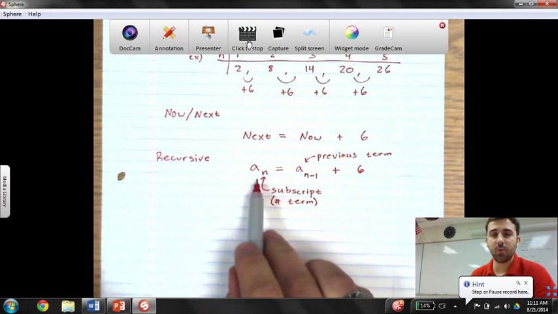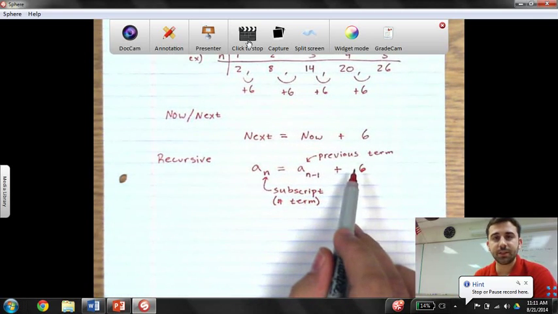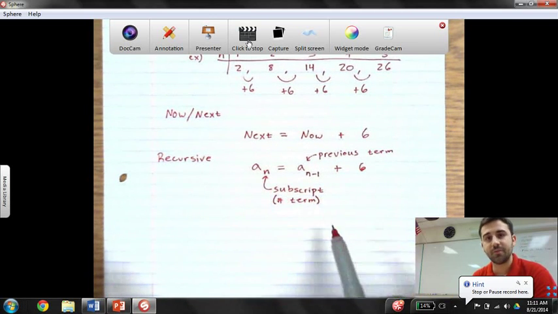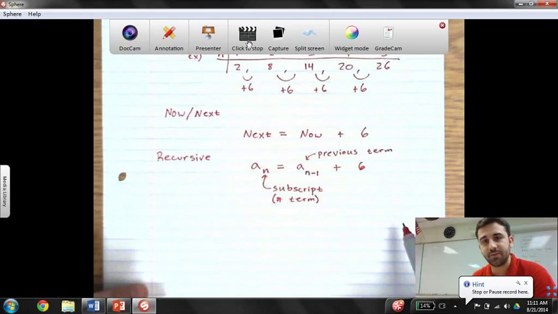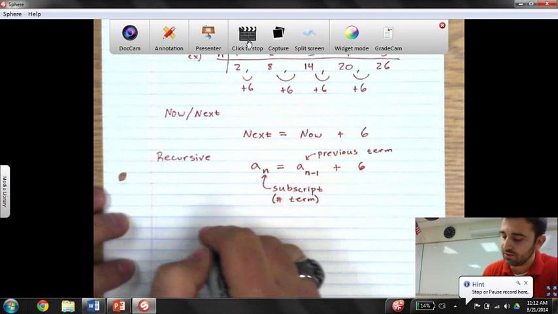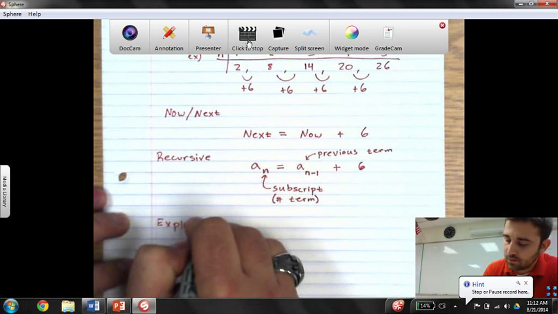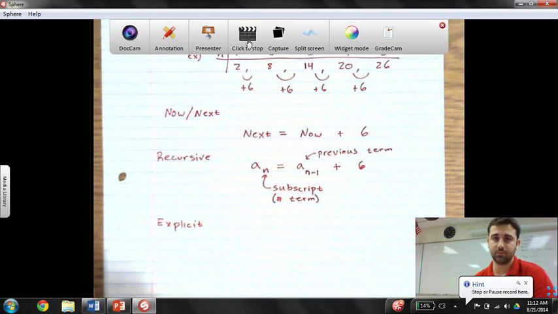But when we have our recursive notation and someone says, well, what's the 50th term? We would have to find every term from now until the 50th. And that takes too long. So that's why we've developed an explicit type of notation.